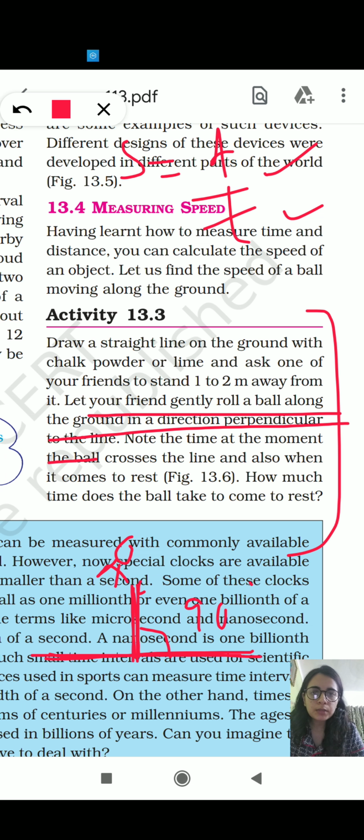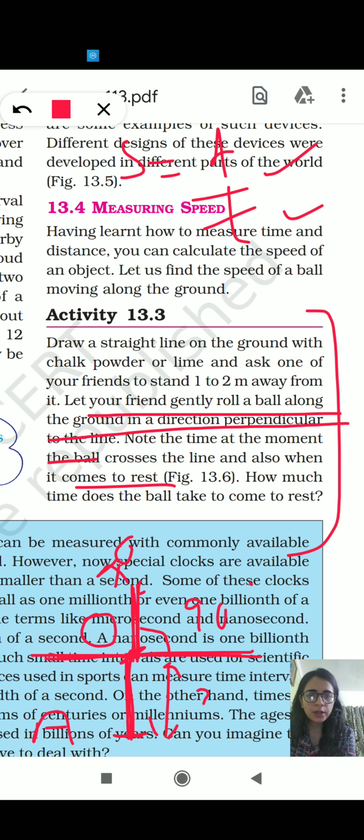Note the time at the moment the ball crosses the line. When the ball crosses this line, let the point be O. Then we have to start measuring time, and when the ball comes to rest, let us mark this position as A. So this is the distance from O to A.